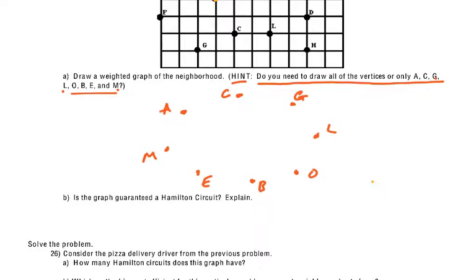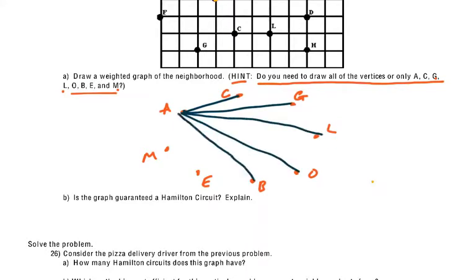Then I'm going to connect each vertex to all the other vertices. So I'm going to start from A. So I go from A to C to G to L to O to B to E. Let me make this dot right here because that's apparently what I wanted to do. And then to M. And then I'm going to continue doing that for all of them.